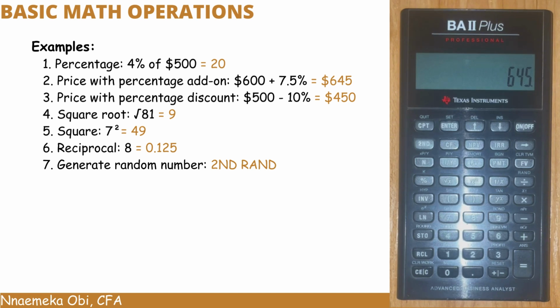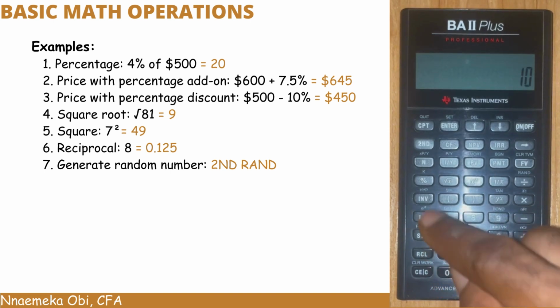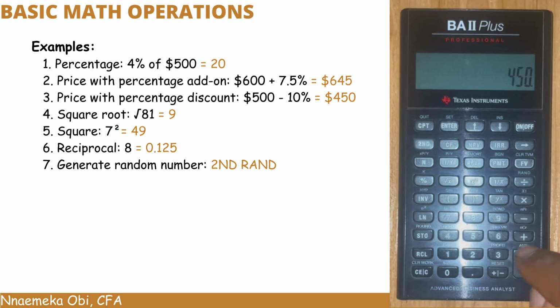Now the next question involves price with percentage discount. Let's say you bought an item and there is a 10% discount on that item. We can also use the calculator to determine the price we are going to pay for that item. So we are going to press 500, which is the price of the item, minus, we'll press 10, we'll press percent, equal to. So that gives us a price of $450.